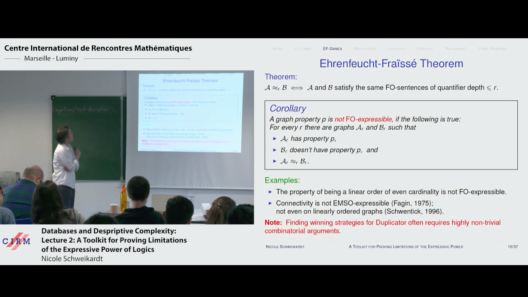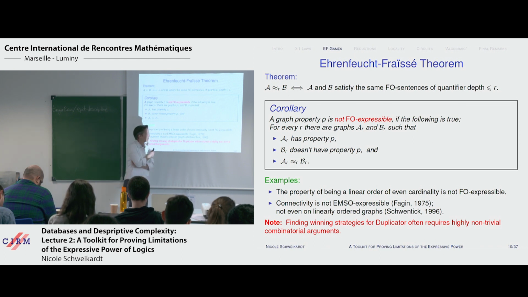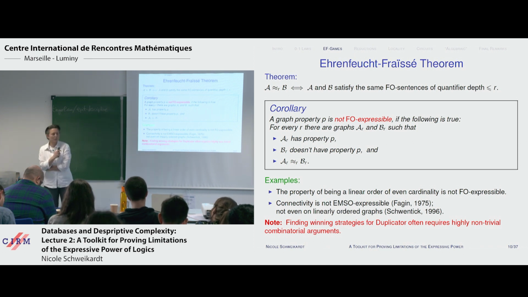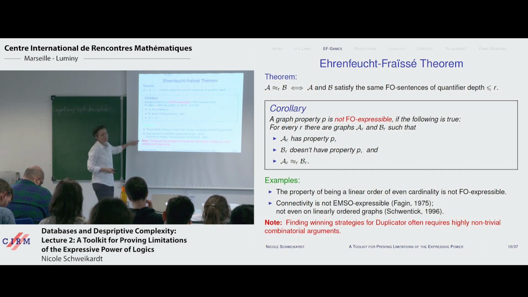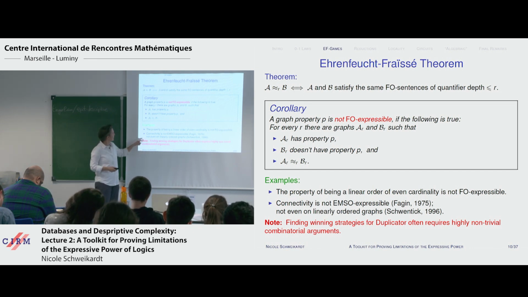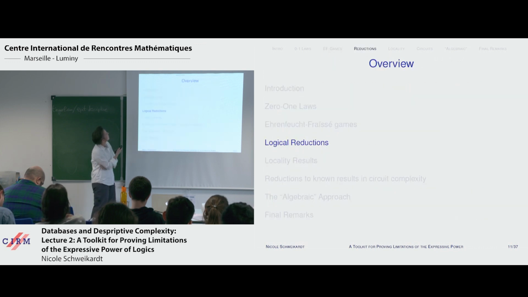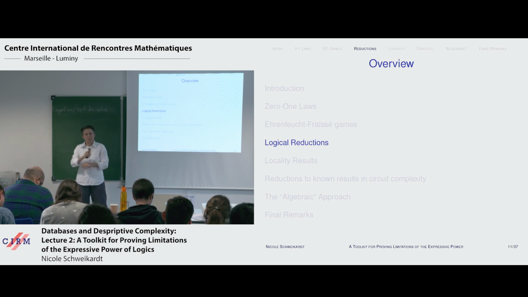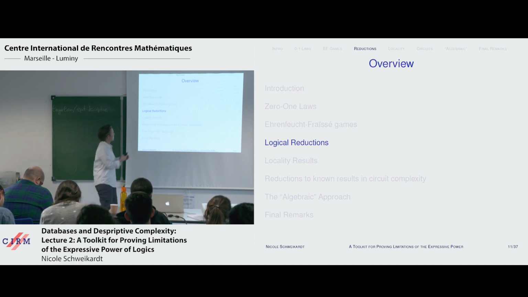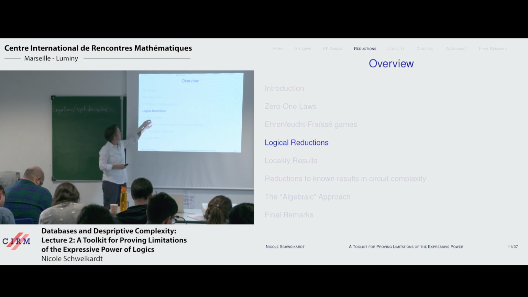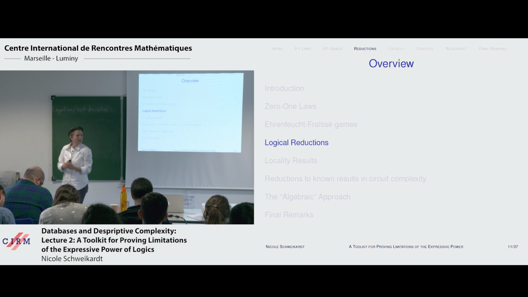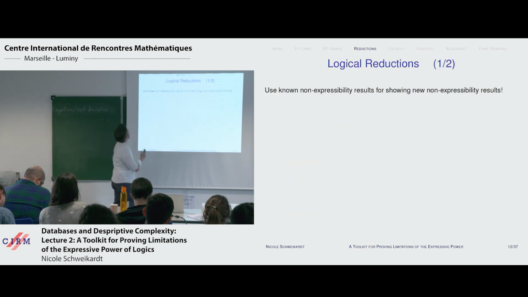And that's why we would like to make use of known results. If we can avoid doing this difficult stuff and just reduce from known results like Fagin or Schwentick or whatever, the proofs often get much easier. And those are two things that I will look at next. One is logical reductions, and the other one is locality results, which give you a black box saying, if you have this situation, then you win the Ehrenfeucht-Fraïssé game. But let's first look at the logical reductions.